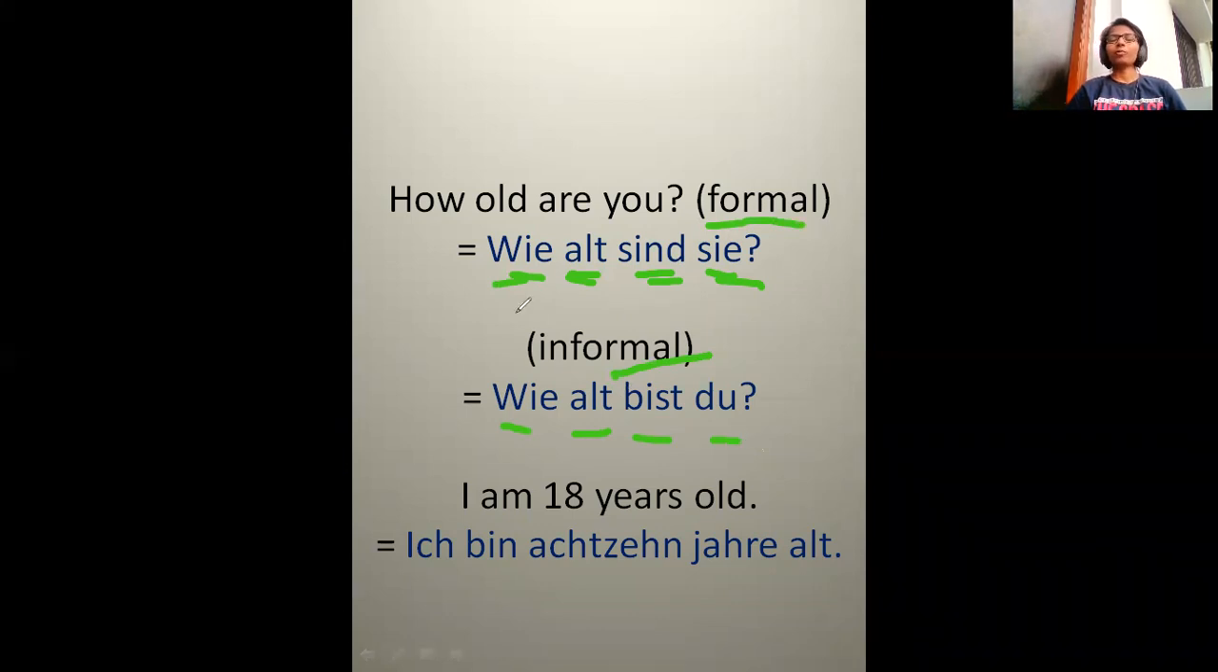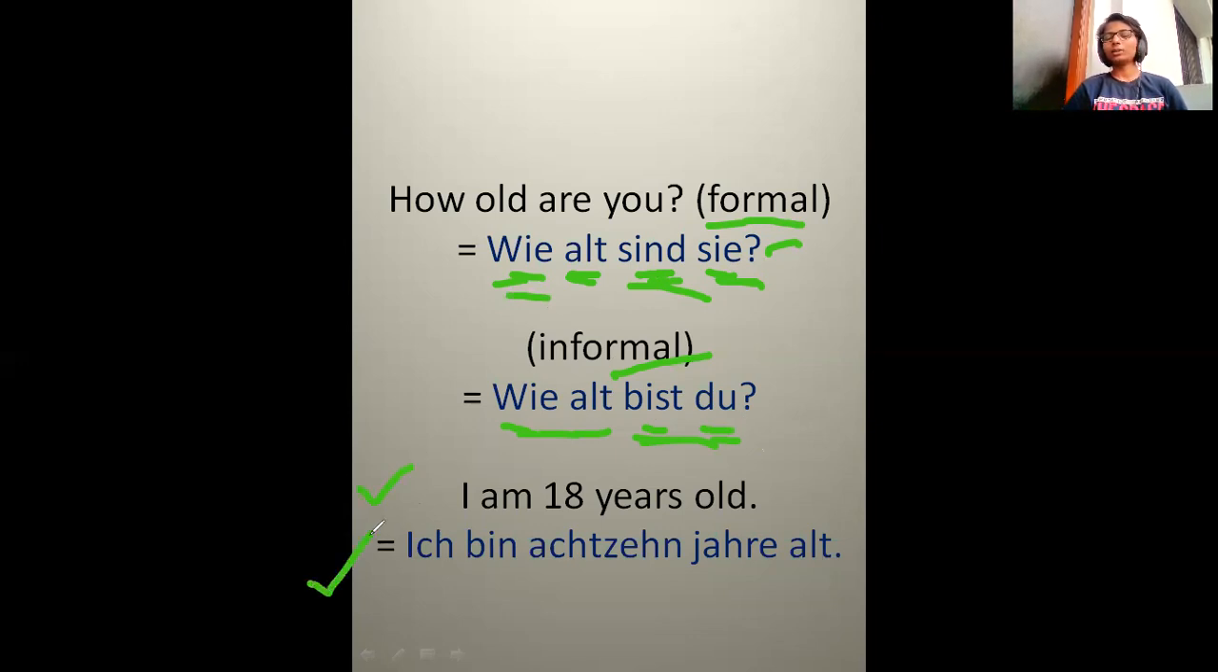Wie alt is the same in both. Only there is a difference of sind Sie and bist du. So in the formal situation, you will use sind Sie. Sind is the formal are and Sie is the formal you, whereas bist is the informal are and du is the informal you. The answer is, I am 18 years old.